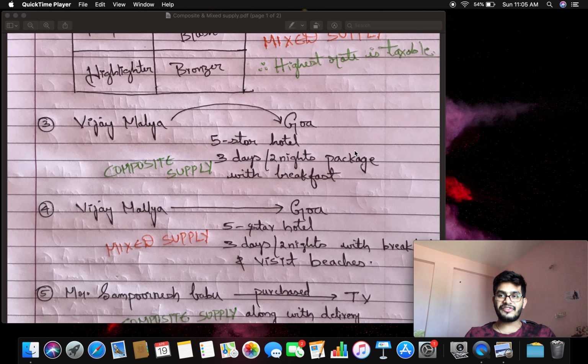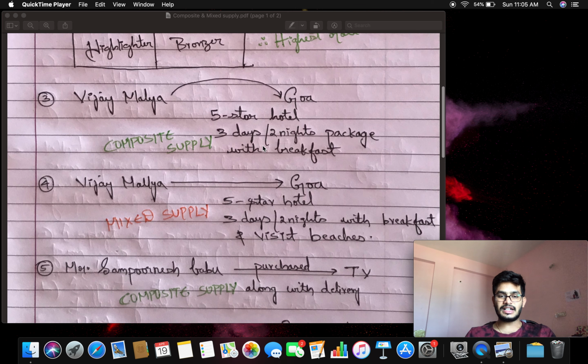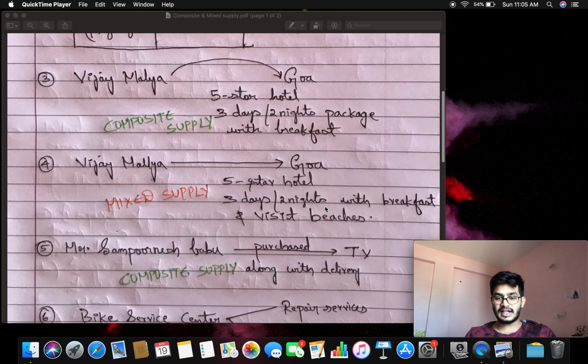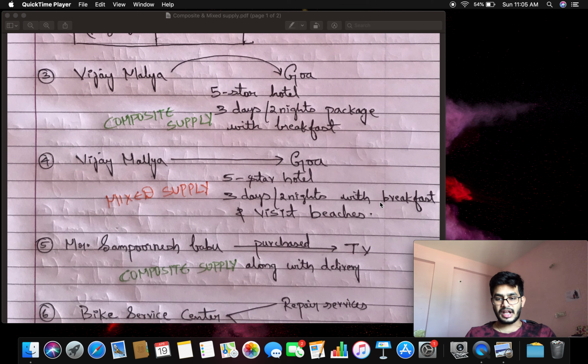For example, if he is staying, any laundry services are free. That also is naturally bundled. They are not artificially bundled. Okay, if it is naturally bundled, it is a composite supply. The same Vijay Mallya is traveling to Goa. He stayed in a 5-star hotel 3 days and 2 nights. He got breakfast as complimentary. Obviously, it is naturally bundled.